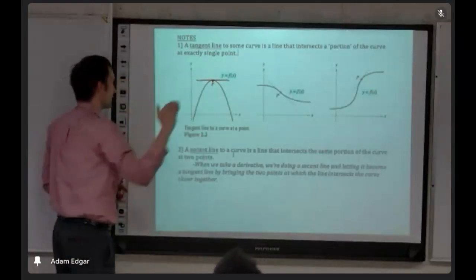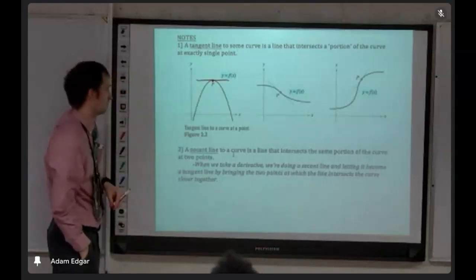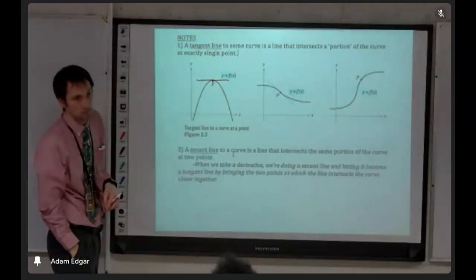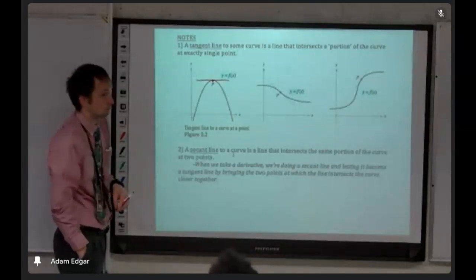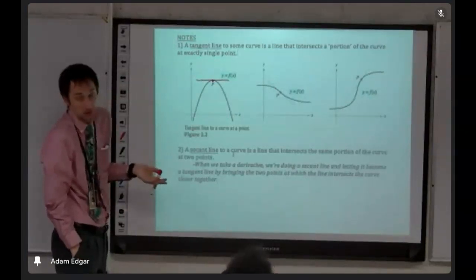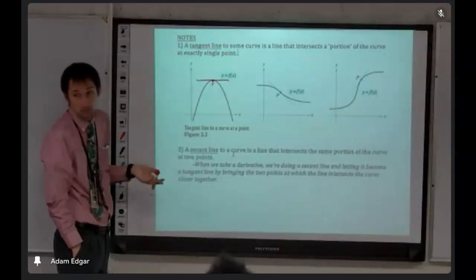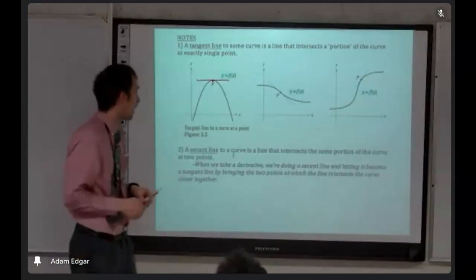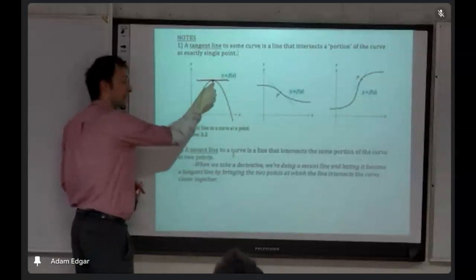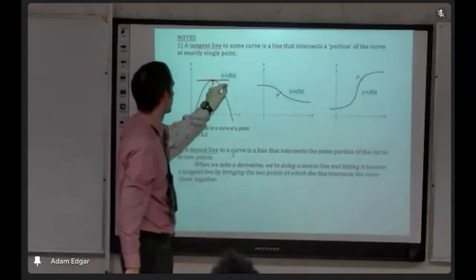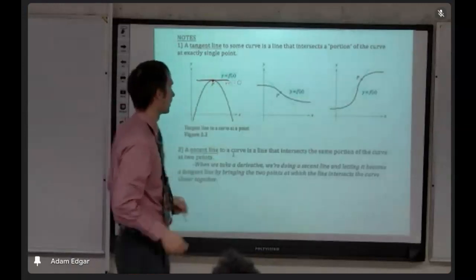What's the slope of that line? Zero. How do you know it's zero? It's a horizontal line. And so that tells us the slope of the curve is zero when you're right at that point. We can look at that and say the slope is zero there.